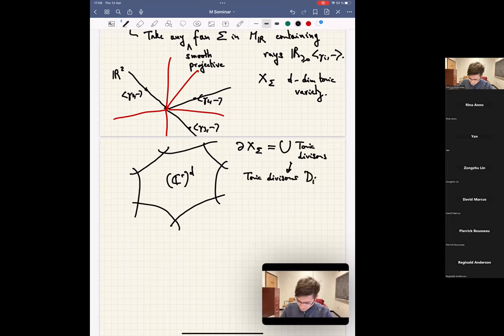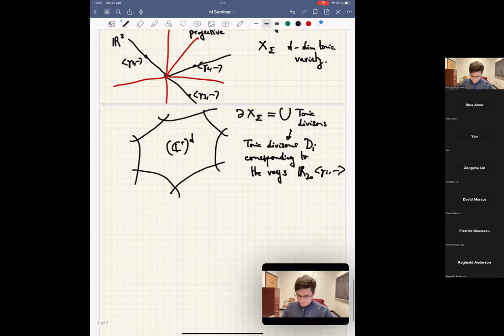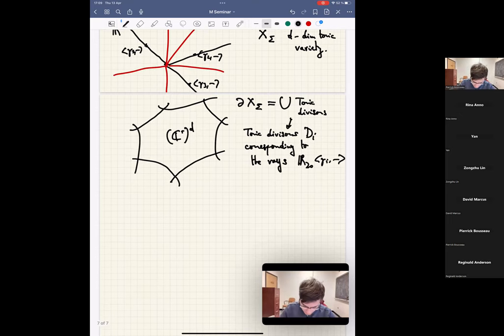So among them, I have particular toric divisors Di corresponding to the rays spanned by Q symmetric form evaluated on gamma i. Okay, so maybe on this picture, maybe here is some divisor D1, maybe here some divisor D2, maybe here some divisor D3.